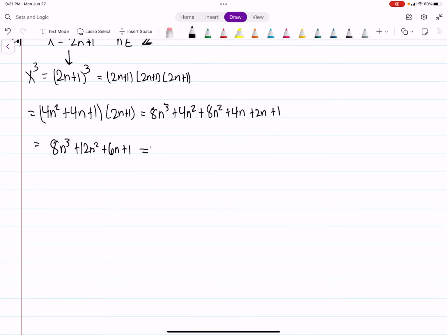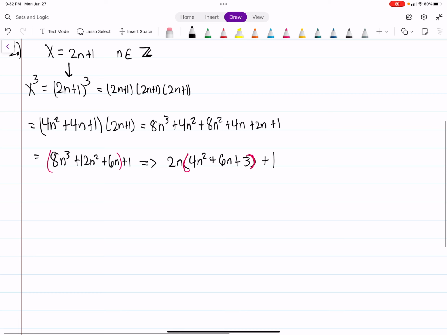Okay, so this, I can factor out a 2 and an n, and I'll be left with 4n squared plus 6n plus 3, plus 1. So I just factored out of this. And that is just going to be some integer, right? Whatever that is, because n is an integer. So this is the same thing as, we'll just call it 2m plus 1. Since this is an integer, and n is an integer, if you multiply two integers, you get another integer.